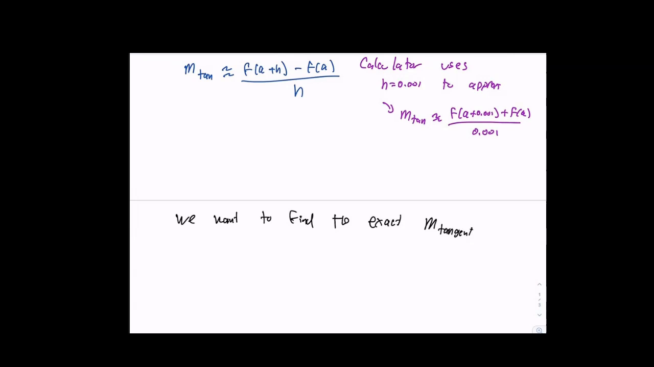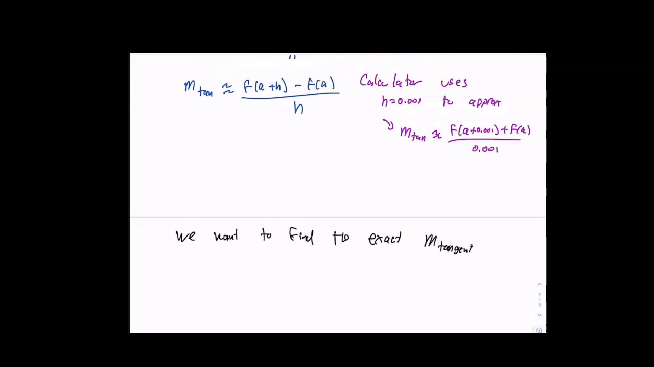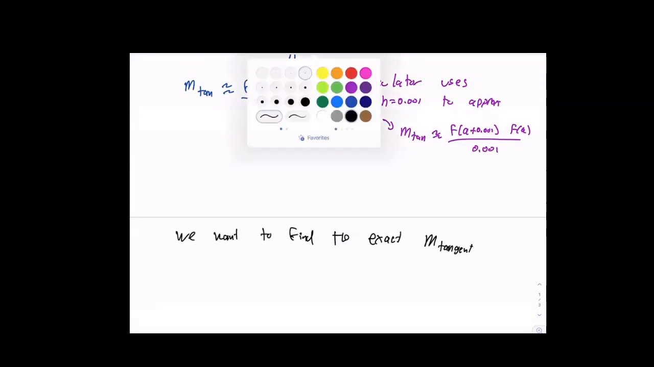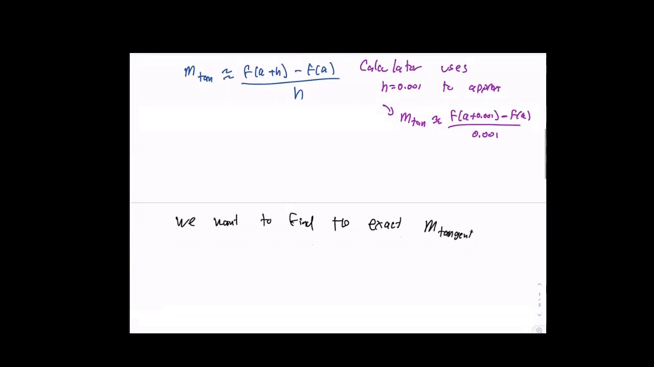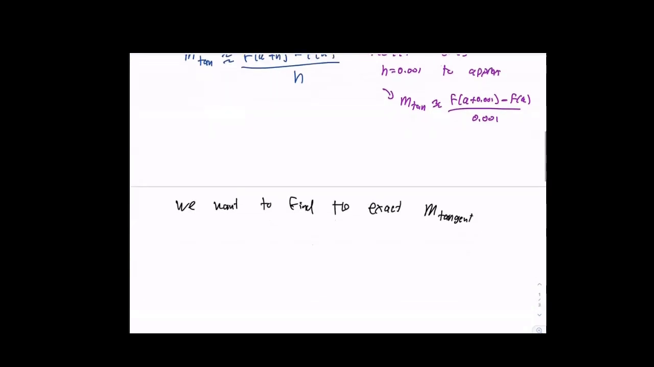Well, if I were to make h equal to 0, it is supposed to be minus. Oh, thank you for over there. That's a minus. If we were to make h equal to 0, we would get 0 over 0, and we don't want that. So what we have is that the slope of the tangent equals, and here's our formula, the limit as h approaches 0 of f of a plus h minus f of a all over h.